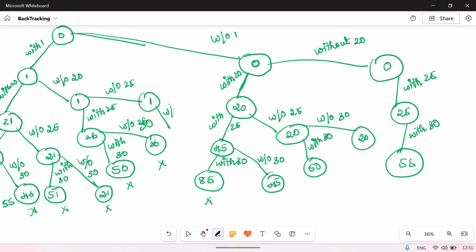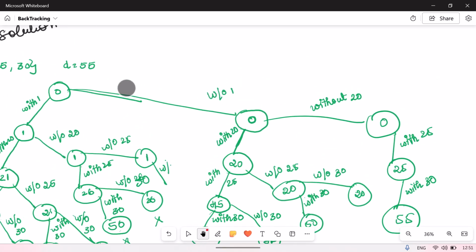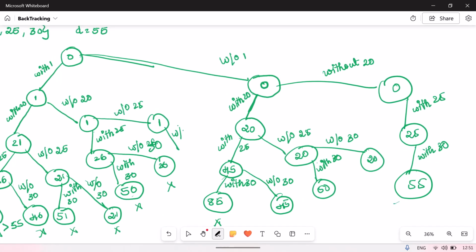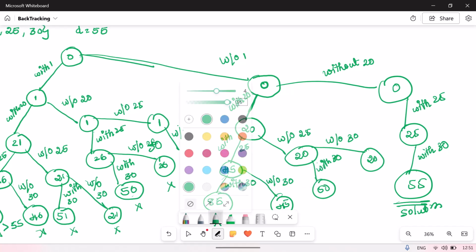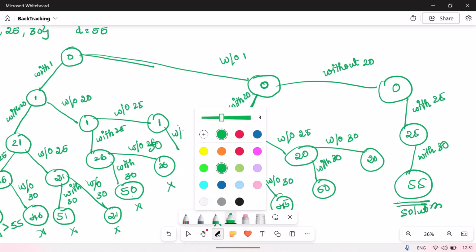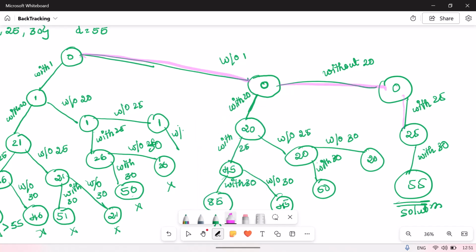So I'm getting 55. You see here, I have come to the solution. See, D is equal to 55. This is the solution. How did I get that path? By going to this path. See, so it went like this.